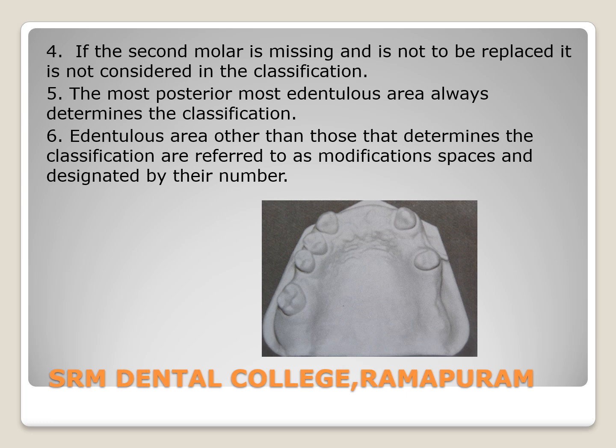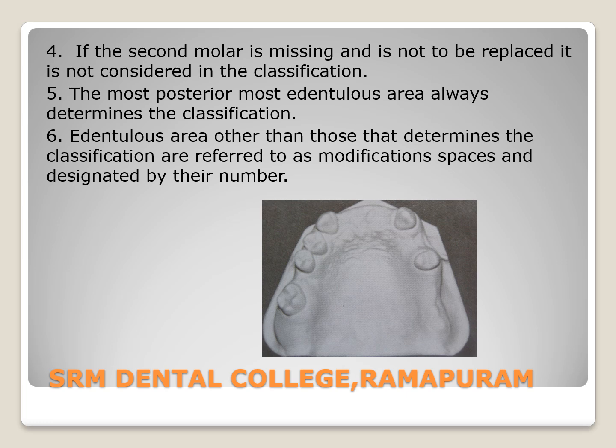And the most important one is rule number 5. Always see the diagram: always the posterior most edentulous area determines the classification. It's the most important rule before classifying a given condition. Although an edentulous area is present anteriorly, as per rule number 5, the posterior most edentulous area always determines the classification. That must be kept in mind before classifying a given condition.